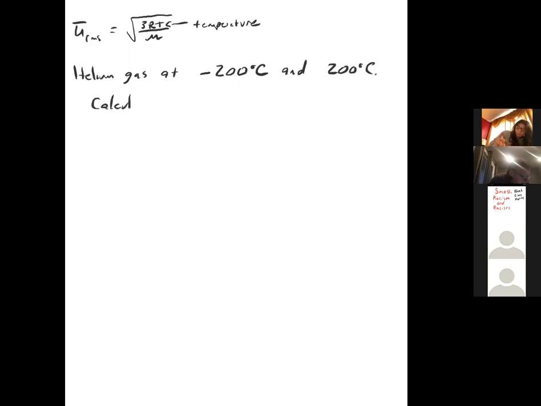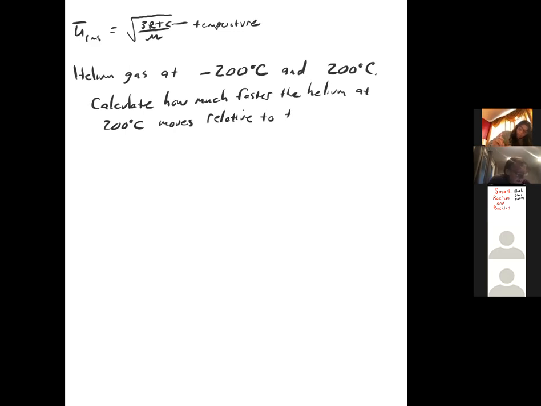Calculate how much faster the helium at 200 degrees C moves relative to the helium at minus 200 degrees C, okay? So I'm going to do two separate calculations. I'm going to calculate the speed of helium at negative 200 and then at 200 and then take the ratio, okay? So let's try the negative 200 first.